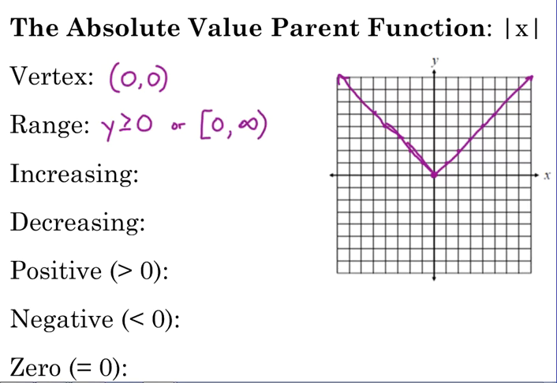Remember, it's always least to greatest, smallest to biggest. Our smallest y value is 0. Our largest y value is positive infinity. 0 does get a bracket because we do equal a y value of 0. Okay, told you we were going to review everything that we've done so far.